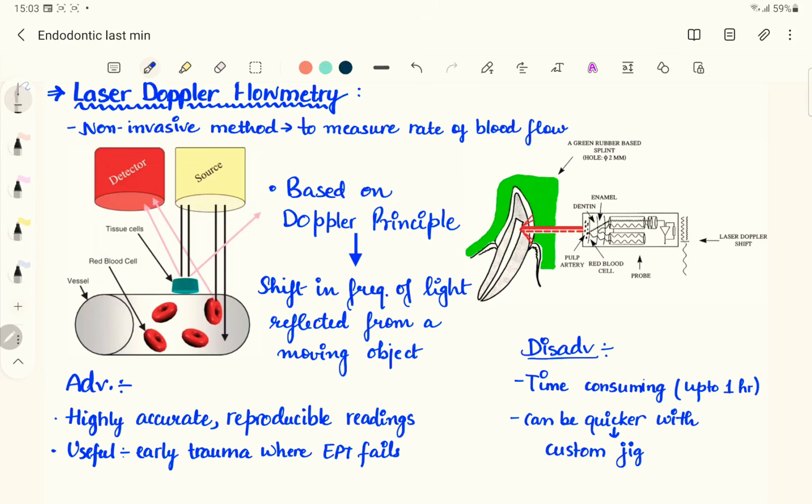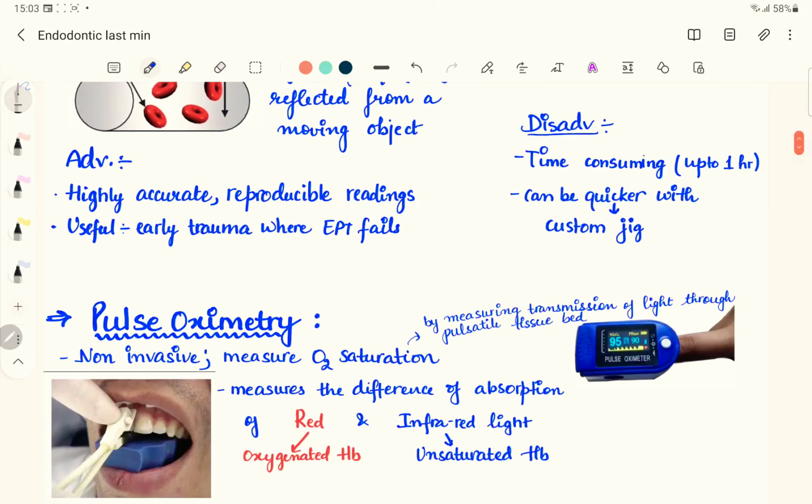Every time you see the reading, you will get the same values. Also, it is highly accurate and it is useful for early trauma, wherein in a traumatized patient we cannot perform any traditional pulp vitality test like EPT or cold test. So in that case we can use the laser Doppler flowmetry. Also it's a non-invasive method. But the disadvantage of laser Doppler flowmetry is that it's a time consuming process. It may take 1 hour. If you use a custom jig, you can make it quicker.